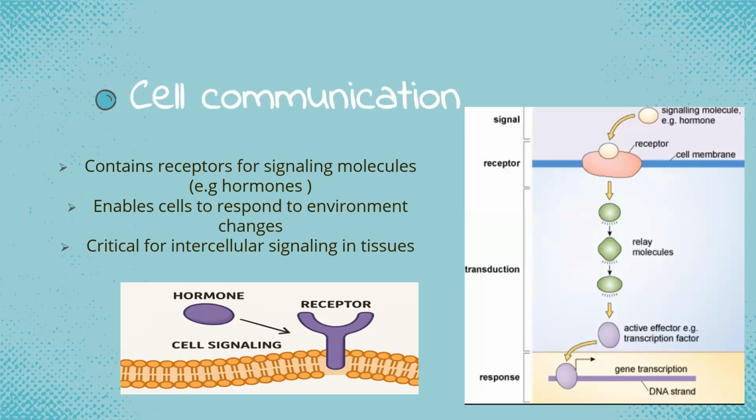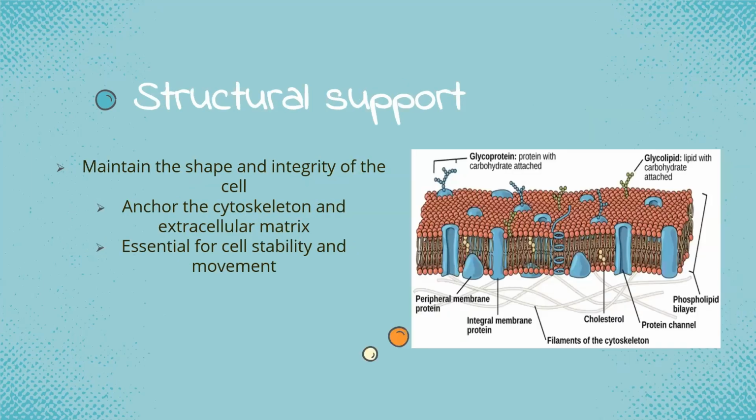As cell communication, the membrane contains receptors for signaling molecules such as hormones, enabling cells to respond to environmental changes and critical for intercellular signaling in tissue. As structural support, it maintains the shape and integrity of the cell, anchors the cytoskeleton and extracellular matrix, and is essential for cell stability and movement.